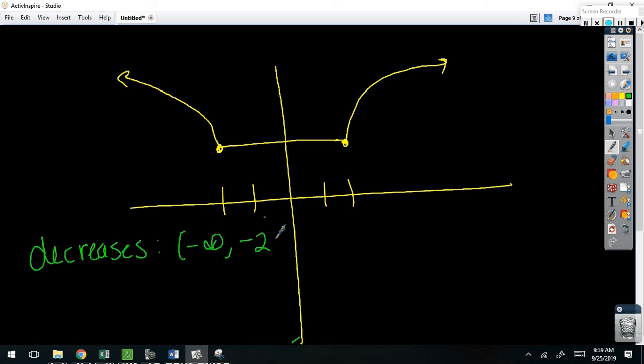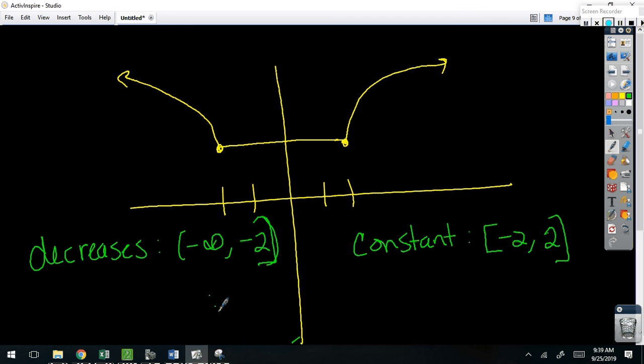Right? Then it's constant -2 to 2. That's the bracket. It's increasing. That's exactly right. Not hard, right? Y'all are like, it's about time we did something easy. But look, you're using that interval notation again, right? All right.